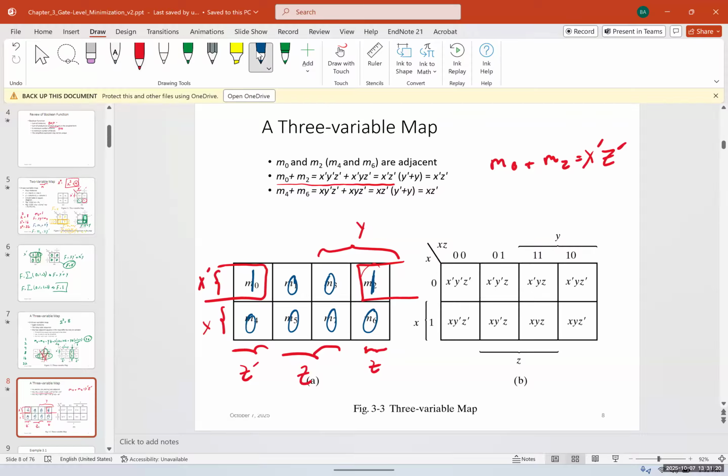Same thing, we can do it for M4 and M6. So again, this is M4, this is M6. We can put these two together, and M4 plus M6. Again, they have the same x row and z prime, which is their column. So it's going to be x z prime. So as mentioned, this is actually like a ring, and these two come together, okay?